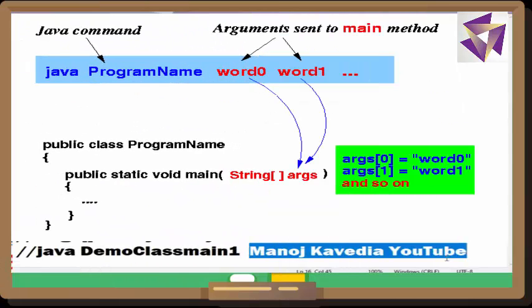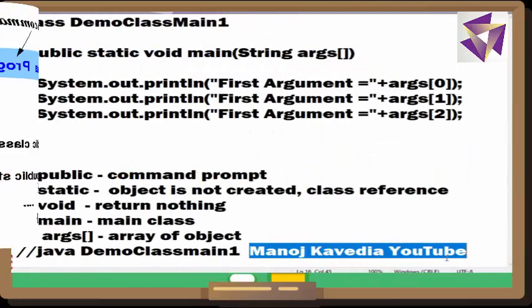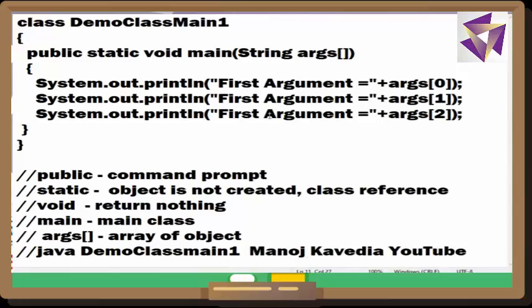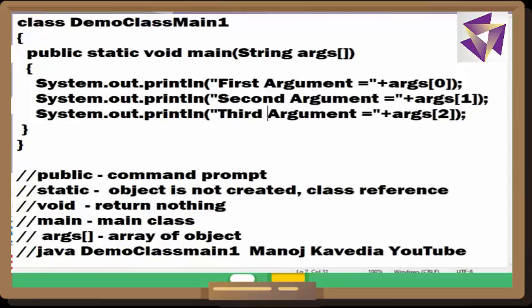Now here I am just restricting to the fixed values. I'll be explaining you how to read n number of command line arguments. So it's very simple. I'm writing Manoj, Kavedia and YouTube. Fine. So what I did, I've just written system.println. I've written first argument, and then I'll write second argument here, and then here I'll write third argument. So these are the 3 arguments which I'm passing. Fine. Now this code is same. I've just extended the code.